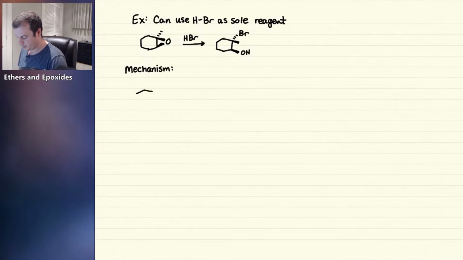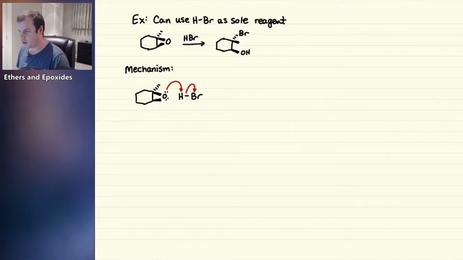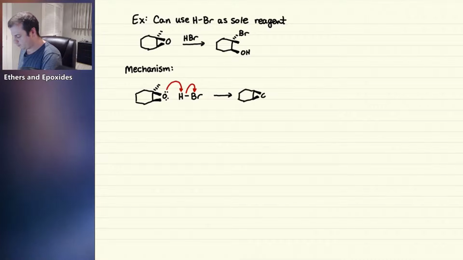Let's take a look at the mechanism. So, the mechanism is pretty much exactly the same as what we saw in the previous slide. So we have our epoxide, and in step 1, it's going to undergo protonation. And this time our acid is not H2SO4, but HBr. So our epoxide is going to get protonated by the strong acid, HBr, and that's going to give us a protonated epoxide. And a protonated epoxide is a really good electrophile. It's just ready to burst open.